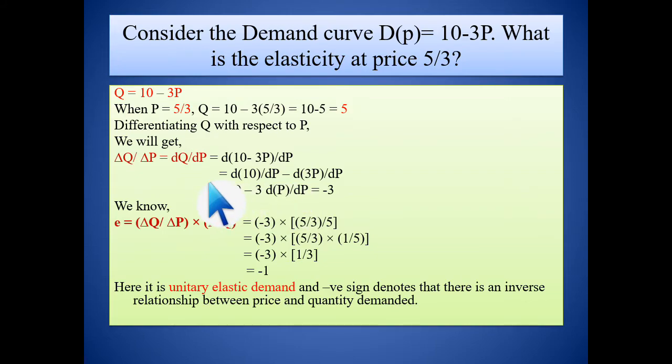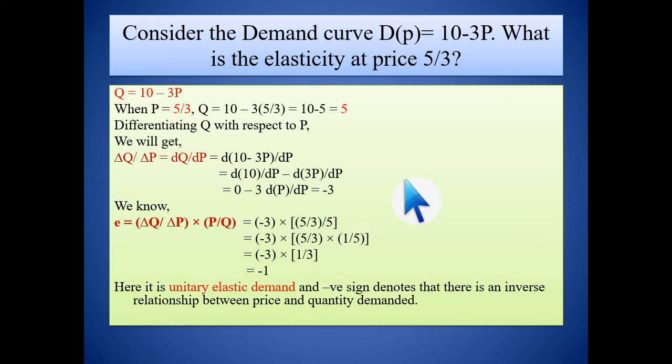So we have got the value of change in Q divided by change in P. Now we know that elasticity value is change in quantity divided by change in price, into P by Q. So here change in quantity divided by change in price we have got, that is minus 3, into P value 5 by 3, and Q we have calculated, it is 5. So here we can do the calculation and the answer is minus 1. We have to ignore this negative sign. So here the elasticity is unitary elastic demand, and the negative sign denotes that there is an inverse relationship between price and quantity demanded. Fine?